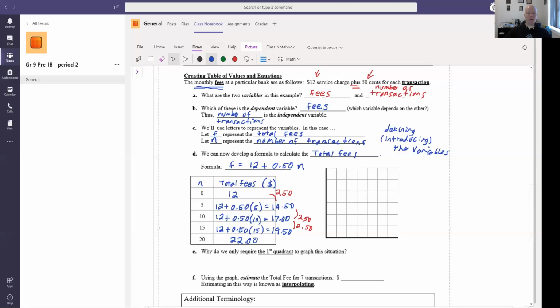And the reason why I know that it's going to be increasing by the same amount each time, first of all, the first 3 went up by the same amount, and also the number of transactions, I've already chosen that they're going to go up by 5 transactions each time. So that's going to be constant as well. So both the number of transactions is increasing by a constant amount, and the total fees are also increasing by a constant amount. Okay.